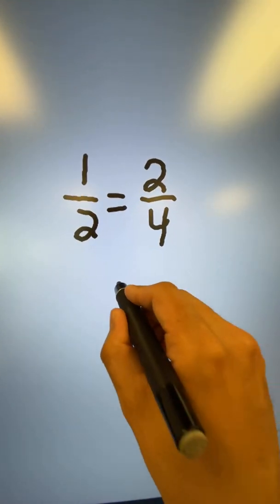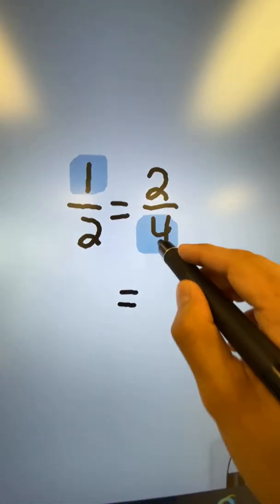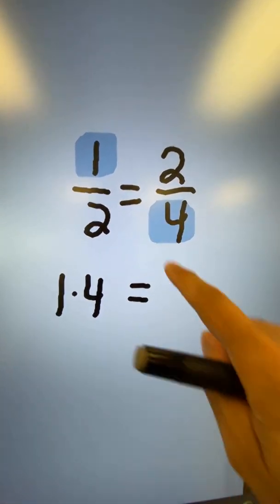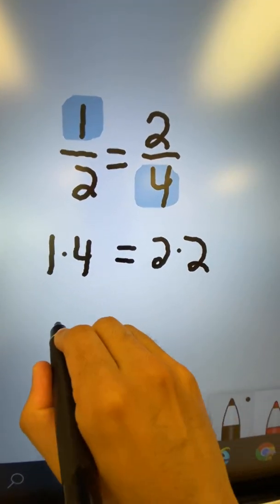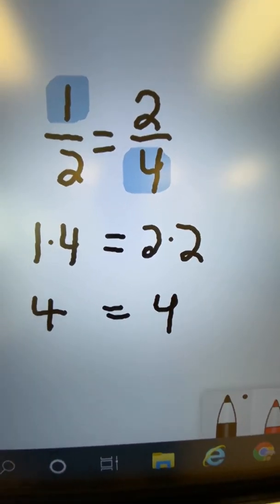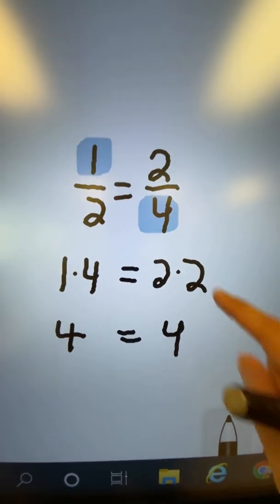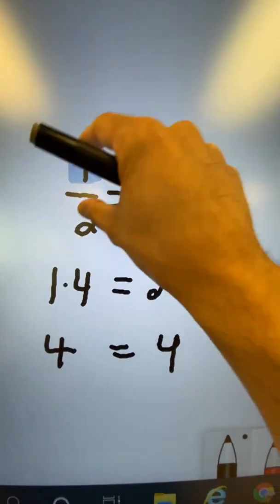And one thing you're going to notice is that if I were to take this number and this number, if I were to multiply these two, 1 times 4, and multiply these two as well, 2 times 2, you're going to see that 1 times 4 is 4, and 2 times 2 is 4. And these numbers are equal to each other. That's always going to be true. When you have a proportion, the two products have the same value, they're equal to each other.